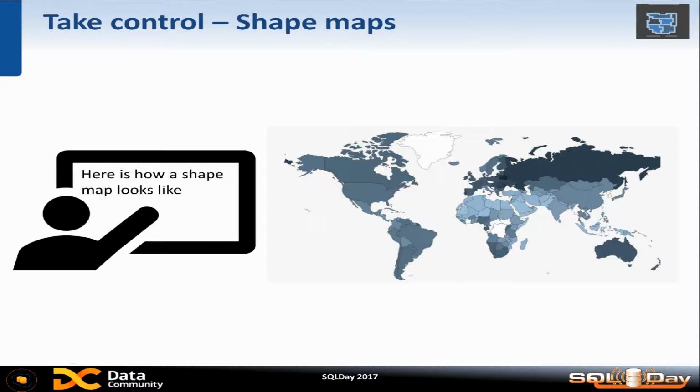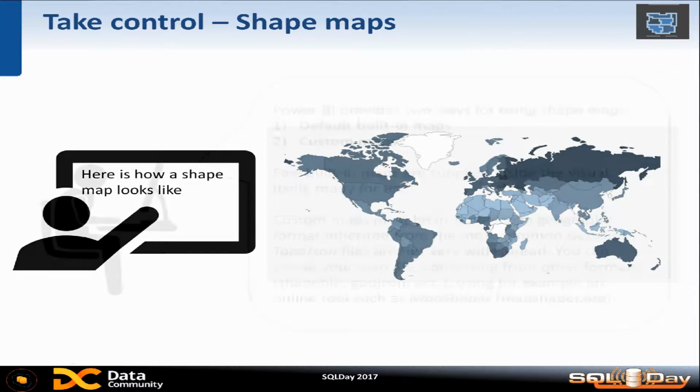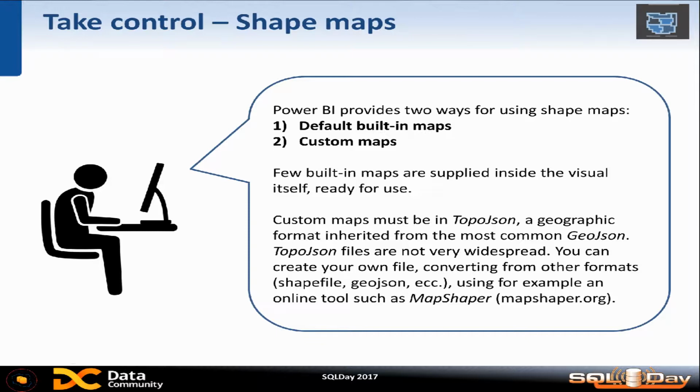This is the simplest way a shape map looks like, a filled region that displays geographical data or numbers. In Power BI, there are two flavors, two ways of using shape maps. There are a few built-in shape maps, and you can create your own custom shape map, deploy it and use it in Power BI Desktop. Few built-in maps are available for testing, or you must create your own map. If you don't find the map you are looking for, you can create your map and import it and use it in Power BI Desktop.